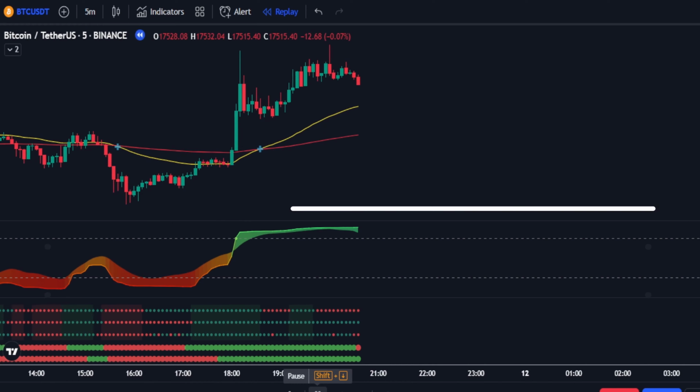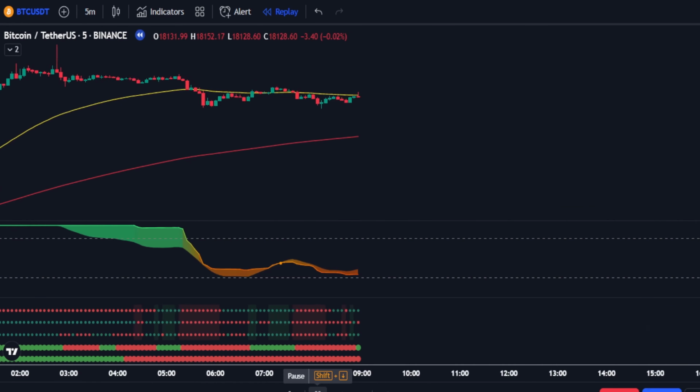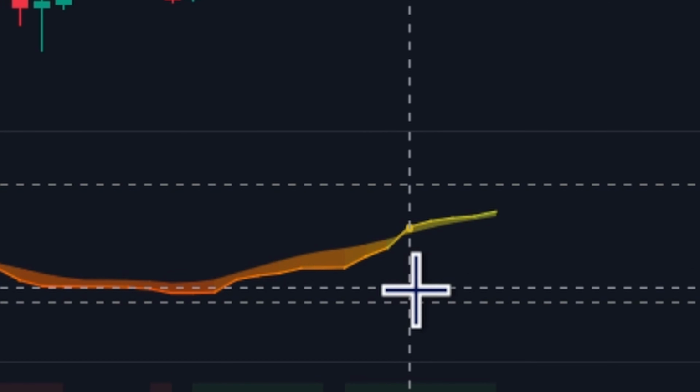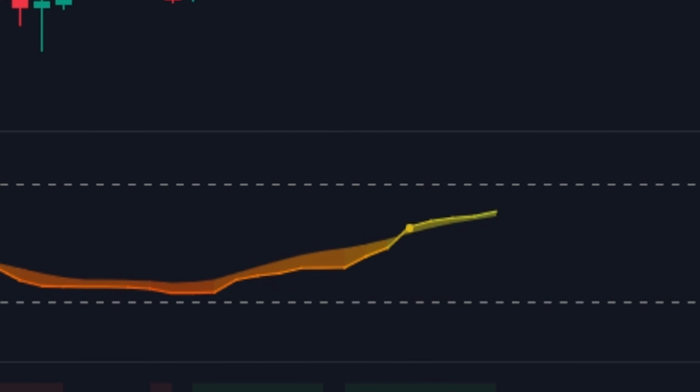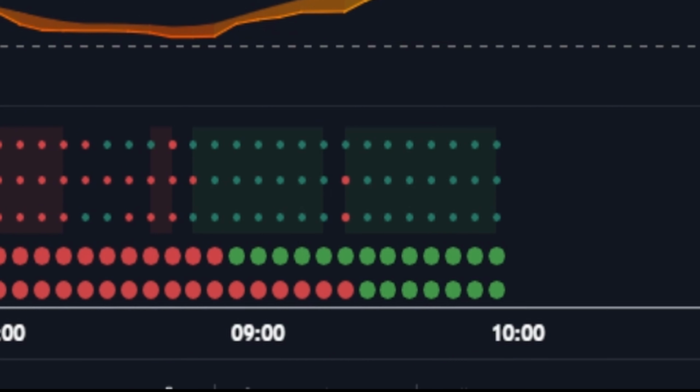Secondly, we will check the rainbow RSI indicator. A circle was printed and the rainbow RSI is pointing to the upside. This again indicates that bullish momentum has entered into the market. Lastly, we need to check the trend meter and make sure that all the dots on the trend meter are green.